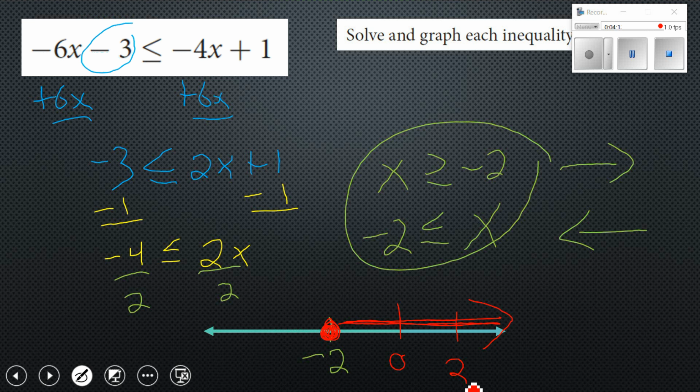Of course, we could double check and plug in some values that are on this red area into the x's and check it. I'm going to skip that for now and end the video here. Hopefully that helped.